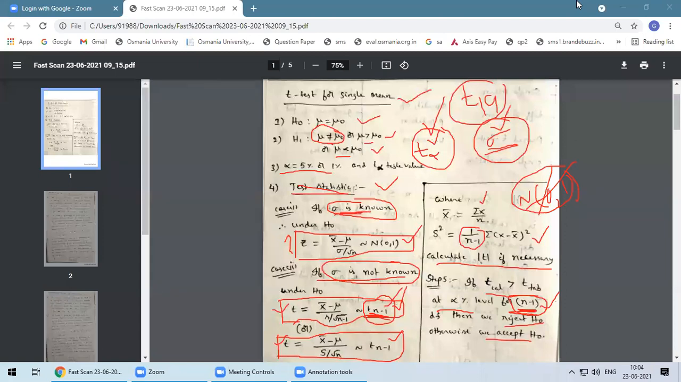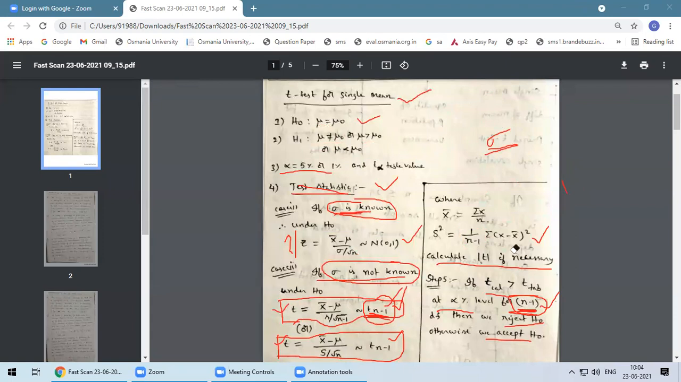In that, first, problems on t-test for single mean.